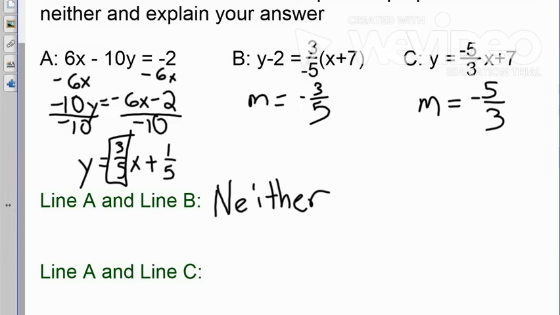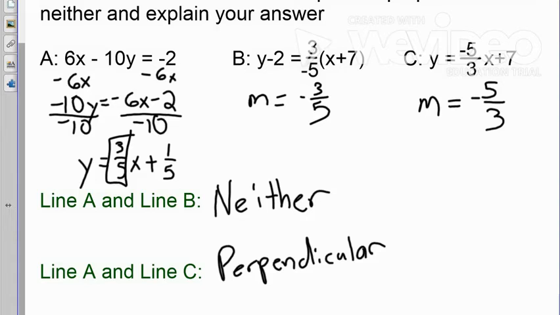Lines A and C, if you notice, those actually are perpendicular. Okay, so we've got 3/5. If I were to flip that, I'd get 5/3. And then if I took the reciprocal, the negative reciprocal, excuse me, that would make it negative 5/3.